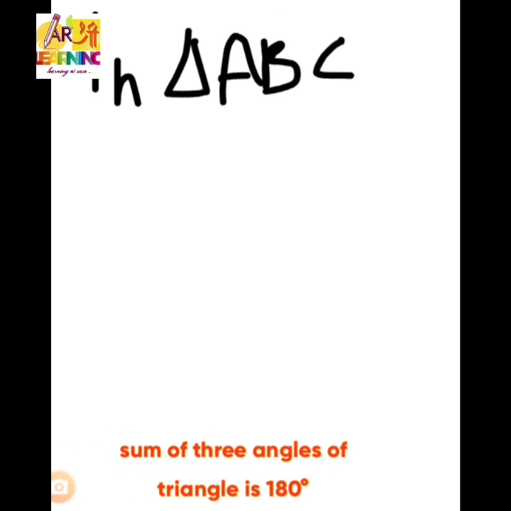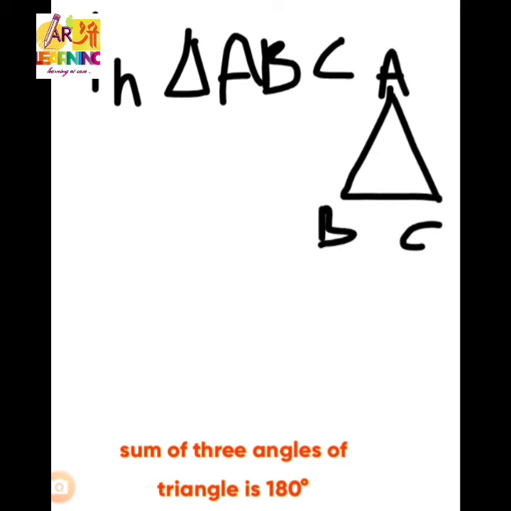Now whenever we use any triangle property, we must write down the name of the triangle. So if there is a triangle given, triangle ABC, I will write the name of the triangle, then I will write that the sum of the three angles is equal to 180.